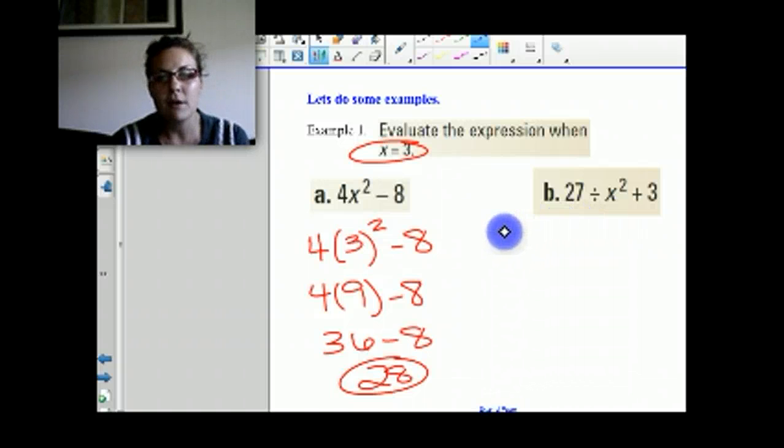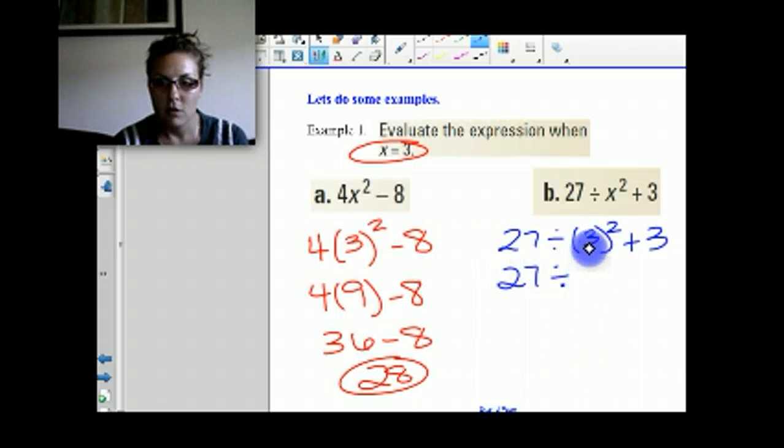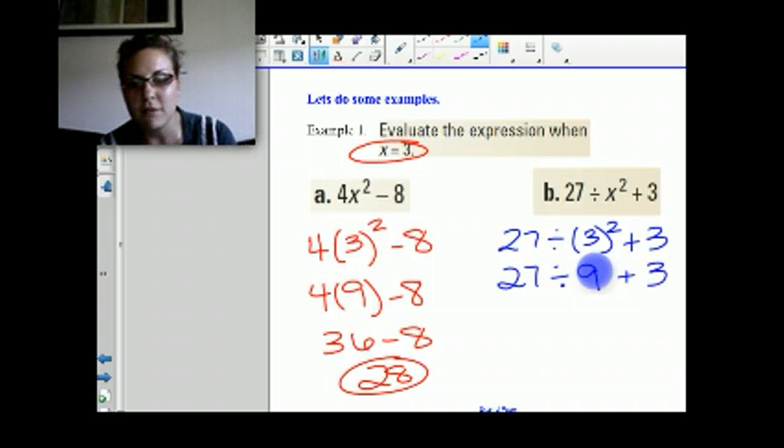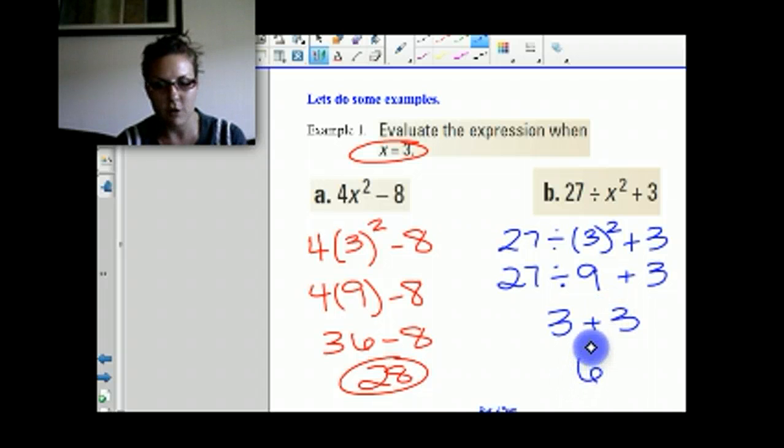Moving over to B, we have 27 divided by x, which we're substituting in the value 3 for, squared plus 3. Again, you always want to do exponents first. So 3 squared is 9 plus 3. Now we're left with a division and an addition. So we're going to divide first. 27 divided by 9 is 3, plus 3, our final answer is 6.